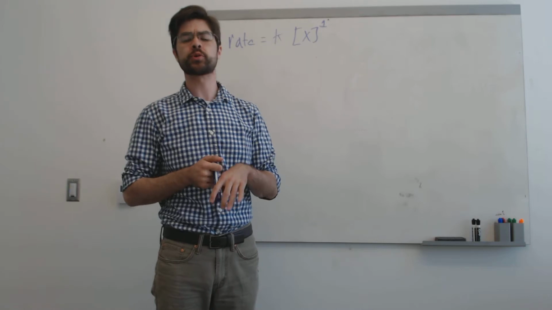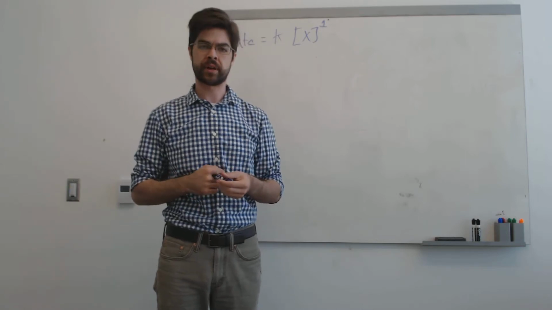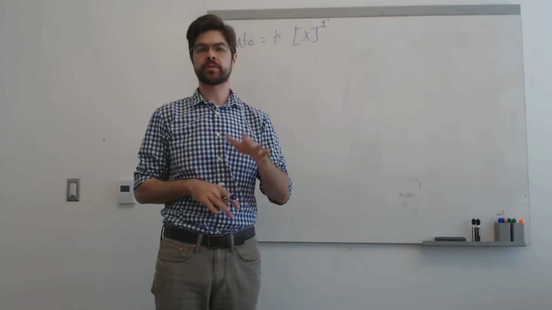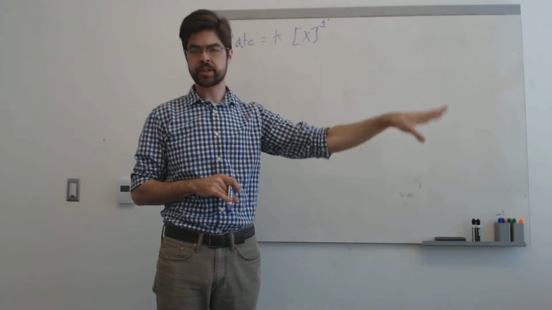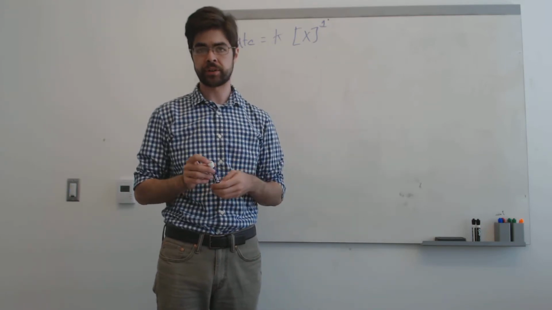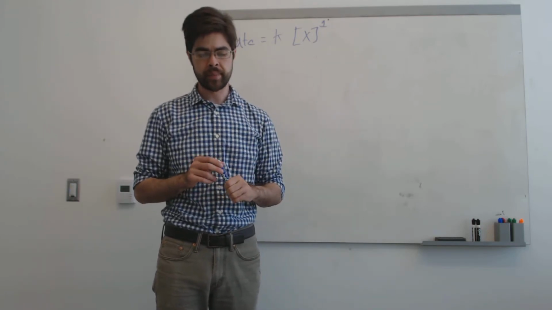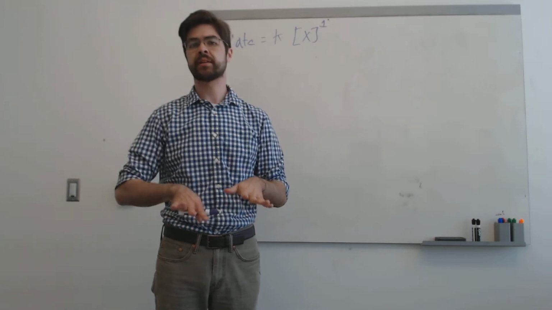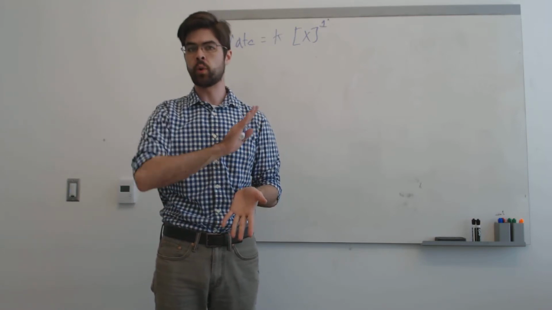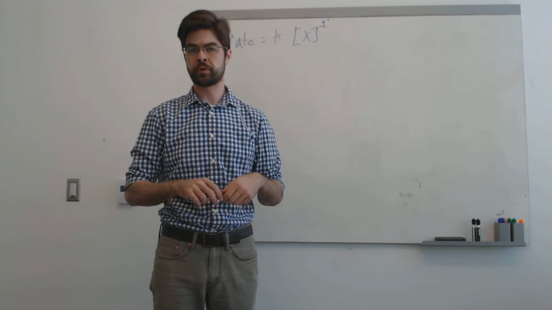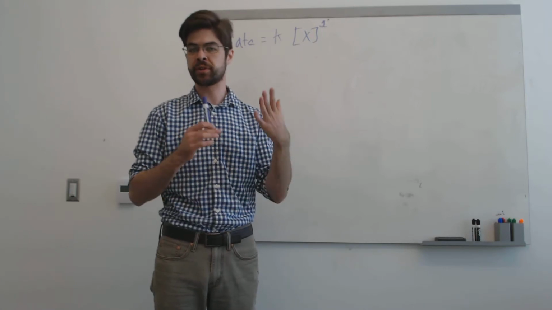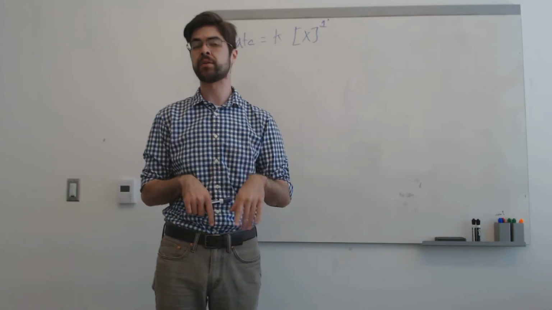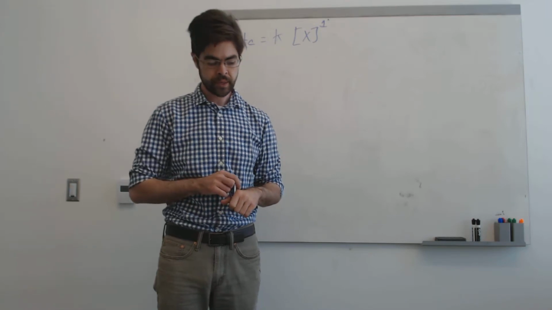There's a reason why it depends on the concentration, and there's a reason why it goes as the square. So we're going to talk more about that when we talk about collision theory in a couple lectures. But at the most basic level, that's all we mean when we say order. If we're describing the order of a reaction, we just mean how does the speed of that reaction depend on concentration.